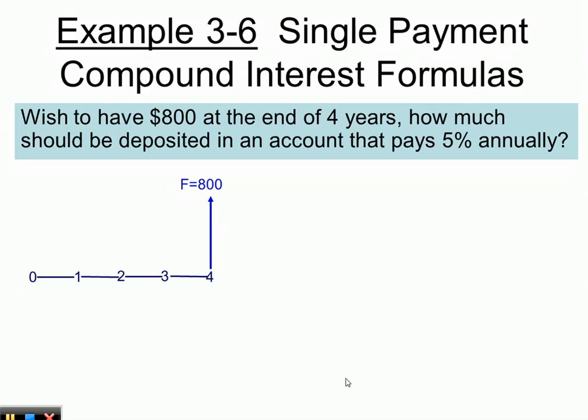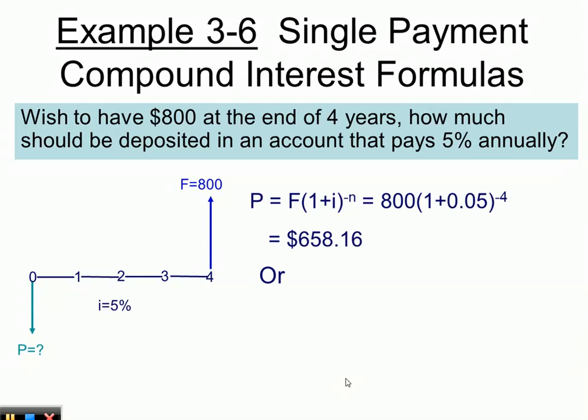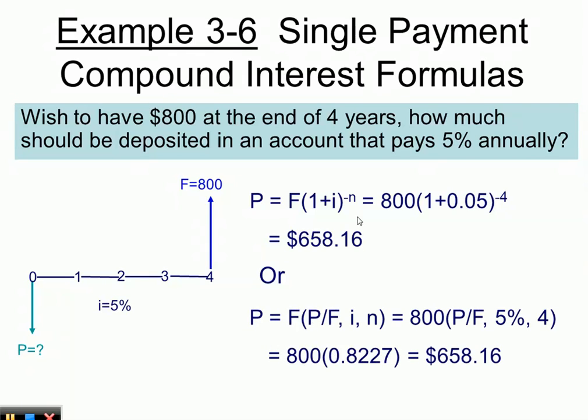F equals 8,000. What do we need to find? We want to find how much should be deposited in this account. When? At time now. So deposited means that we're gonna have a negative cash flow, so it's gonna be pointing down, and this is gonna be our P that we want to find. So let's go ahead and find it at I equals 5% and N equals 4. We can use this formula, either plugging in the values directly or looking it up in the tables in the book. And again, we're gonna get the same result.